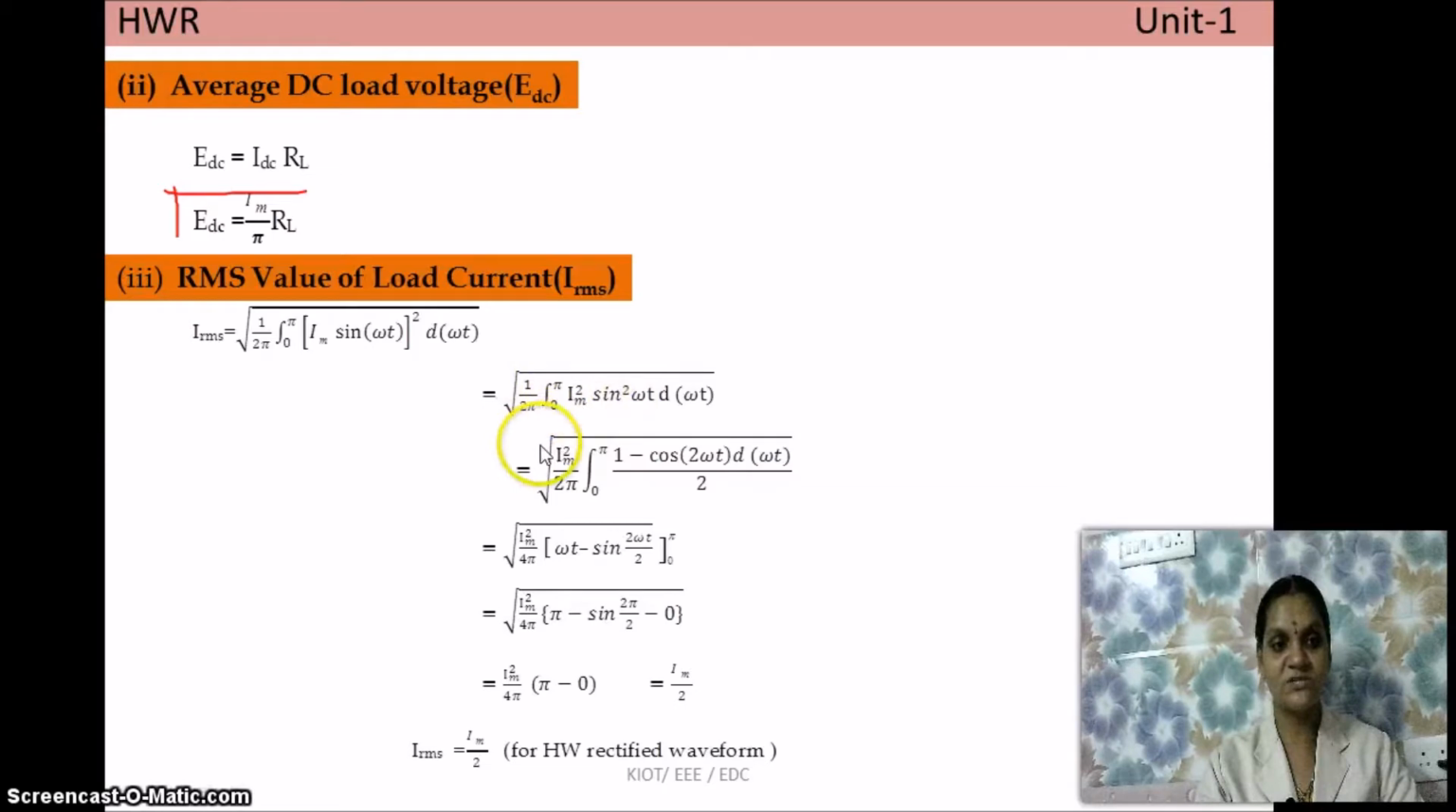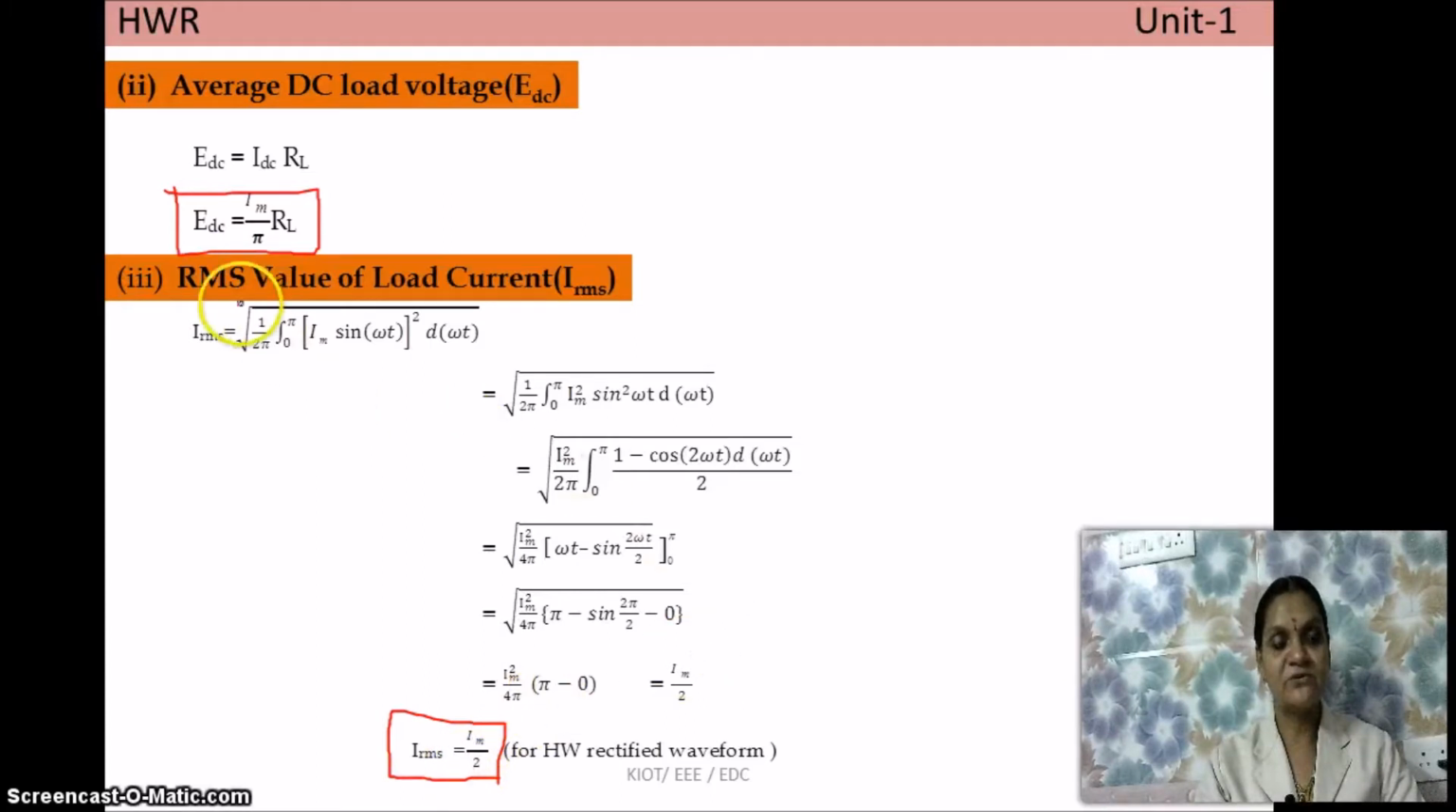Im square is constant, you take it outside. Sin square theta, what's the formula? Sin square theta equals 1 by 2 times 1 minus cos 2 theta. So we substitute it here, and again the 1 by 2 is constant, you bring it outside, and this becomes the integral of d omega t, which is omega t, minus cos 2 omega t, which becomes sin 2 omega t by 2. Just substitute the limits and simplify, and you will get the value Im divided by 2. So the RMS value of current in a half wave rectifier is Im divided by 2.